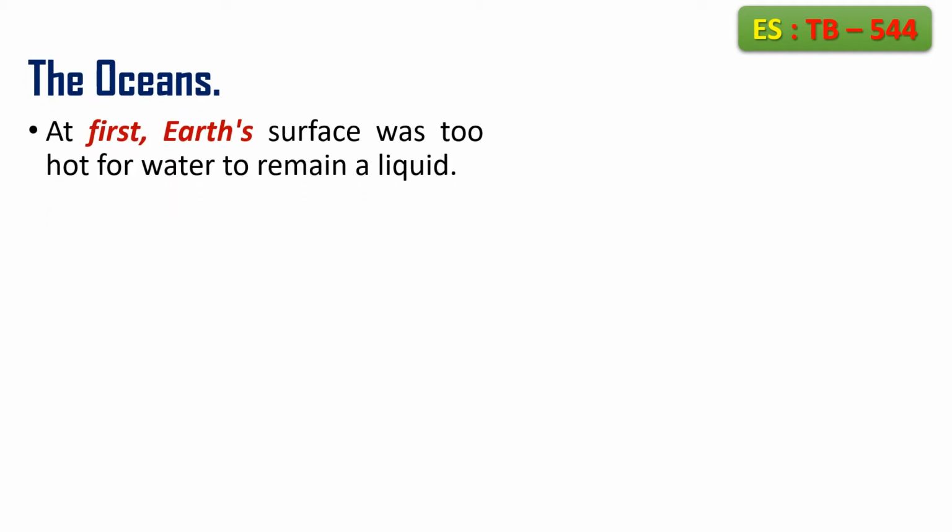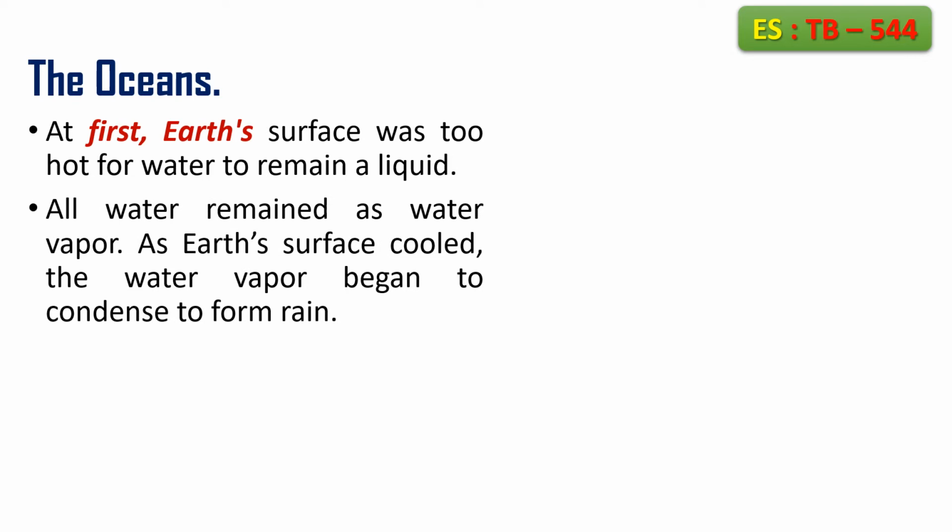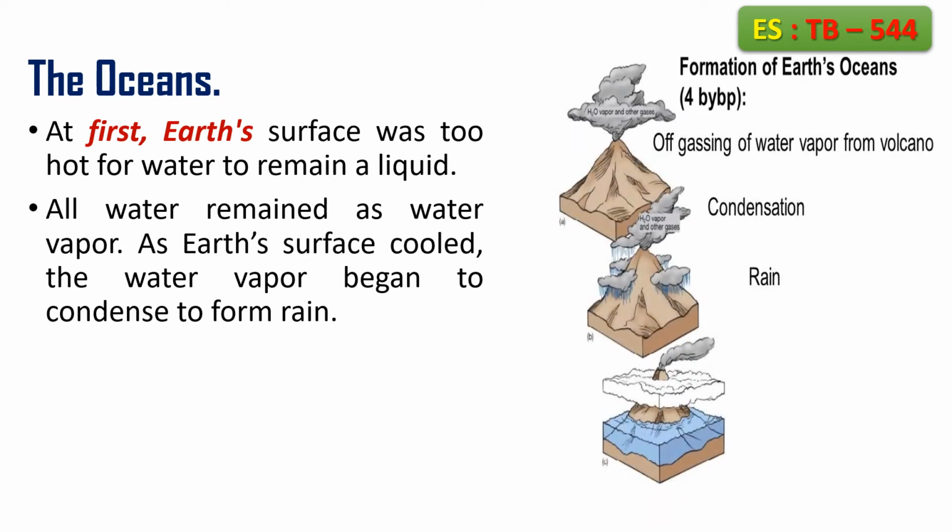Figure shows the first and second atmosphere and comet. Formation of oceans on Earth. At first, Earth's surface was too hot for water to remain a liquid. All water remained as water vapor. As Earth's surface cooled, the water vapor began to condense to form rain. Look at the diagram. You can see the formation of Earth's oceans.